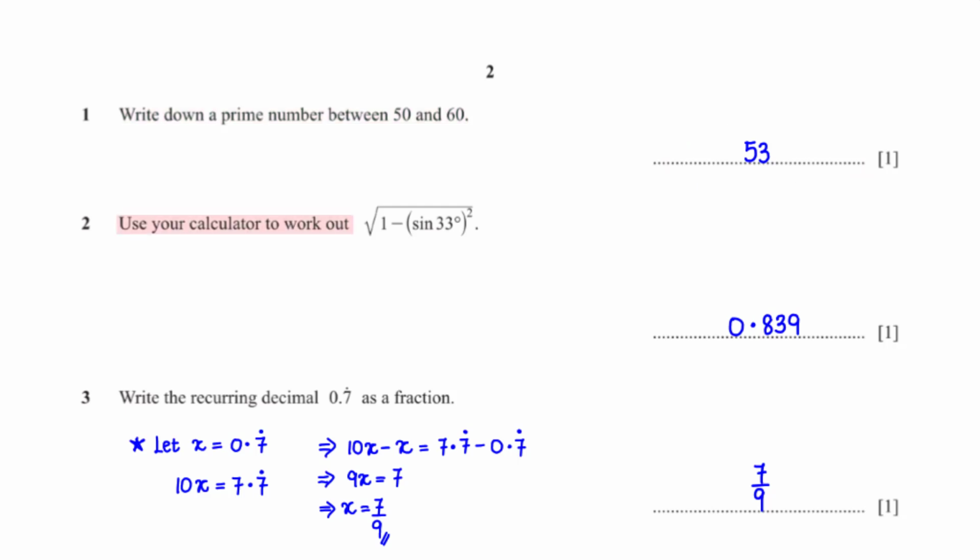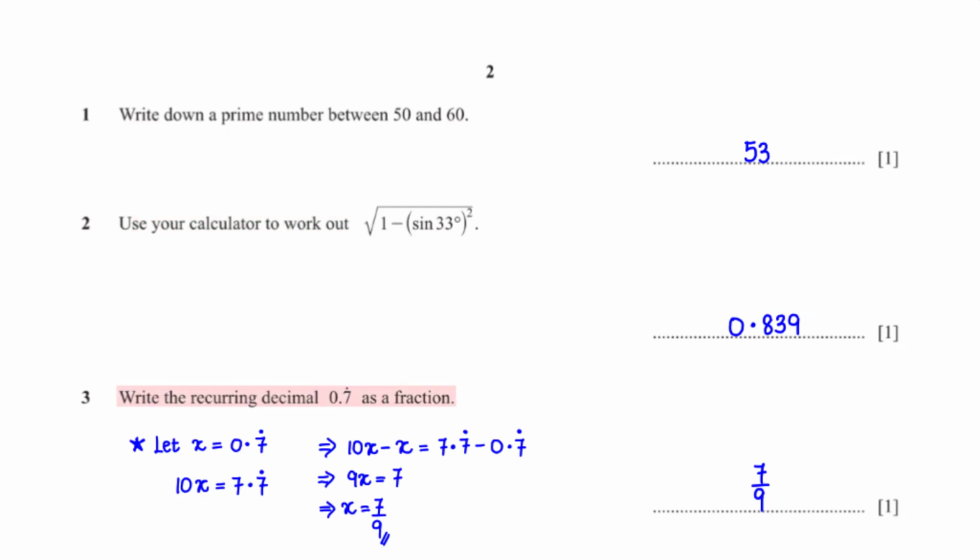Use your calculator to work out the square root of (1 minus sine 33 degrees) all squared. Ensure your calculator is in degree mode. When we type this into the calculator, we get 0.839 rounded to 3 significant figures.